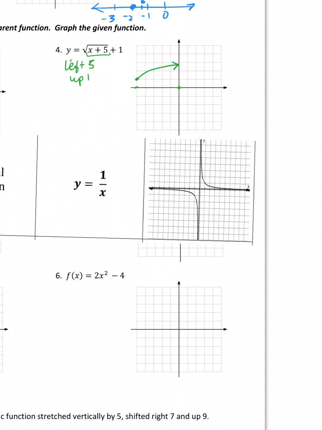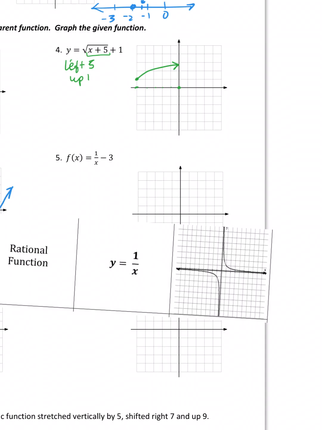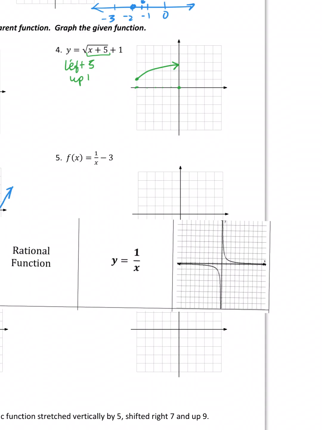So anything that happens to x in my equation is going to mess with my vertical asymptote. Move it left and right. So I need to be aware of that, okay? So let's look at the equation first. Okay, so 1 over x. So nothing's changing with my x value in this example.